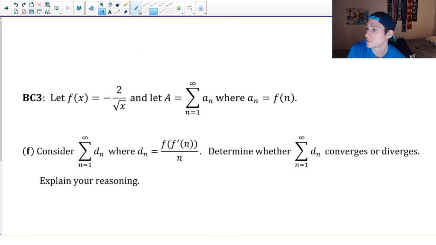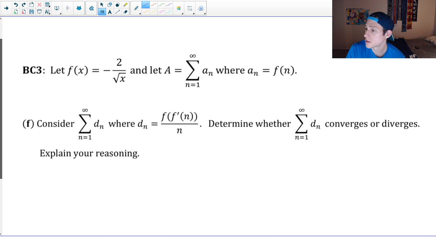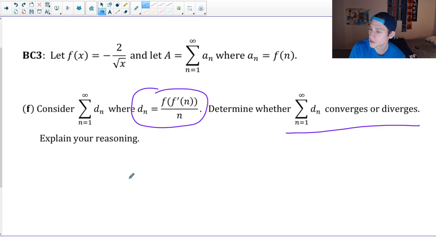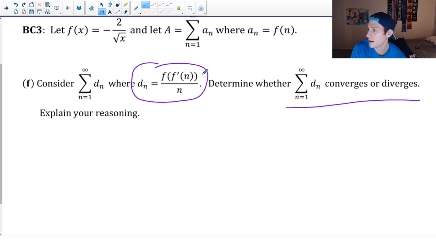Part F. Consider the series from 1 to infinity of d_n. Okay, so now we're defining some new series. Determine whether this converges or diverges. Wonderful. So now I have a composite function here, f of f prime of n over n. Interesting.